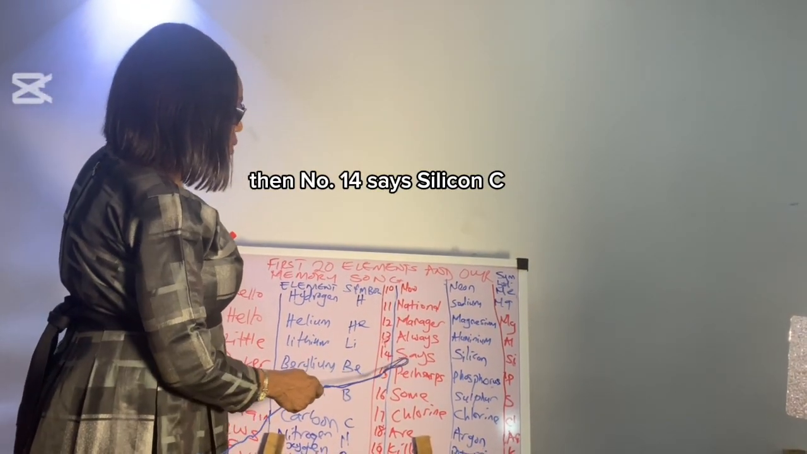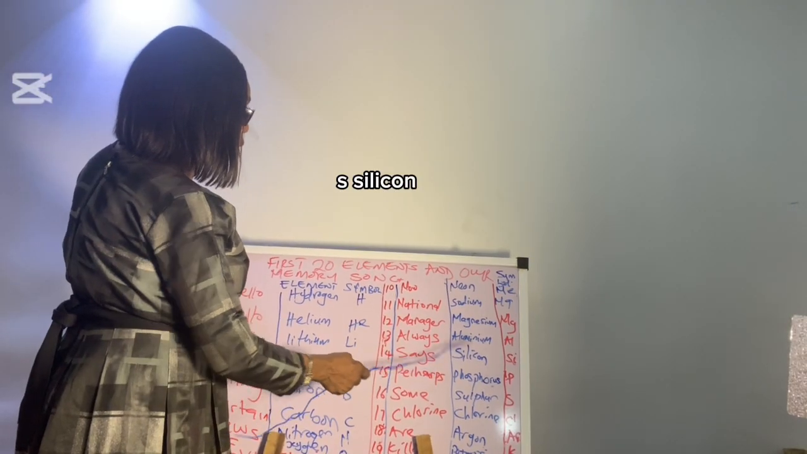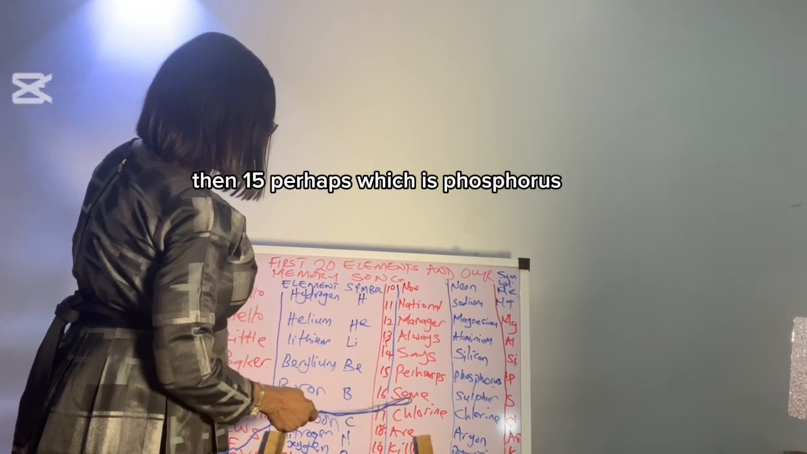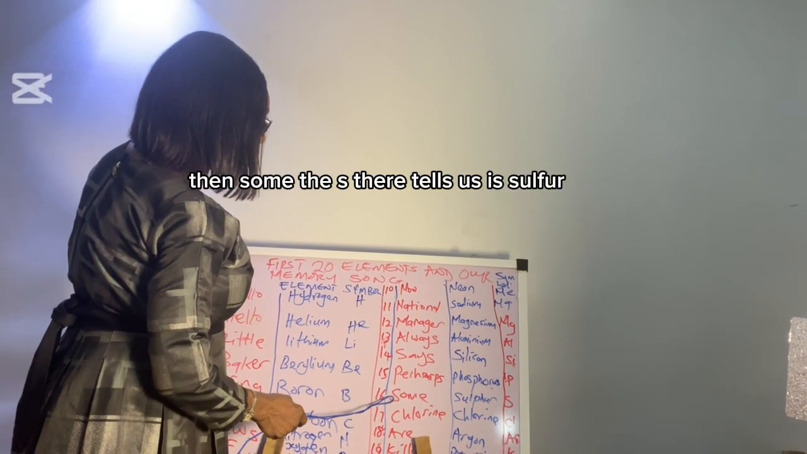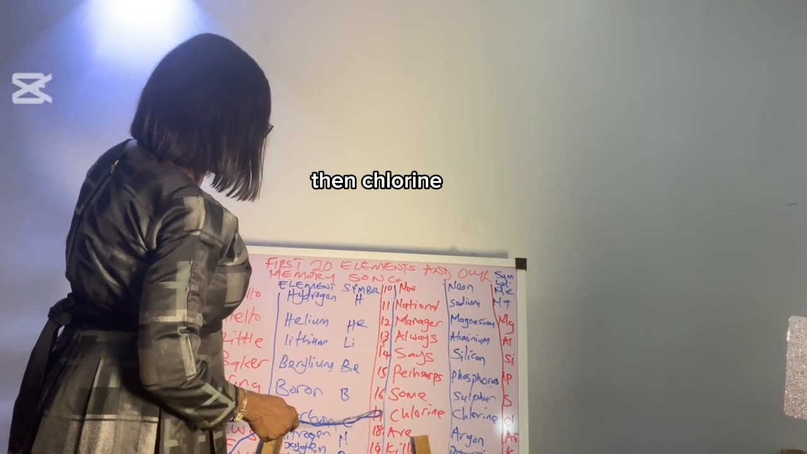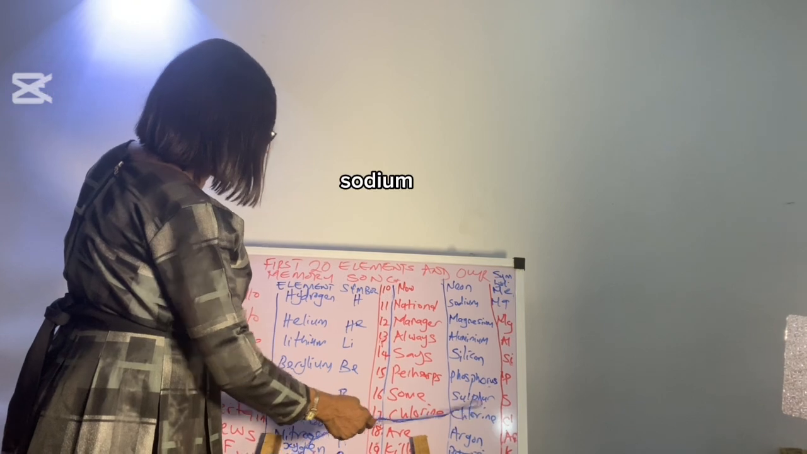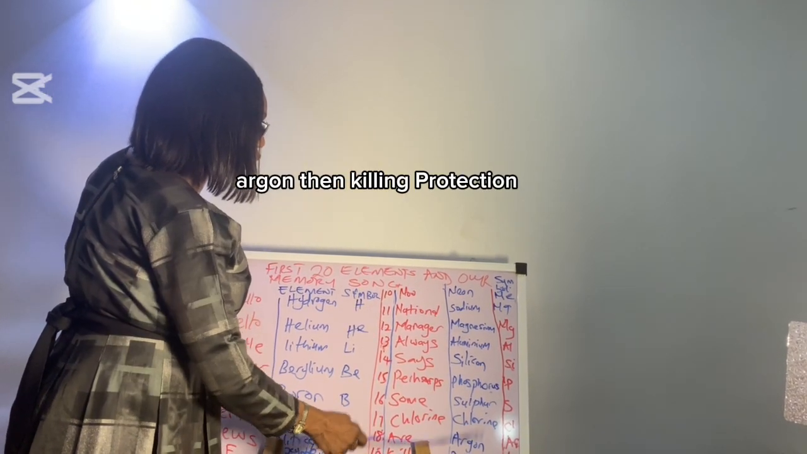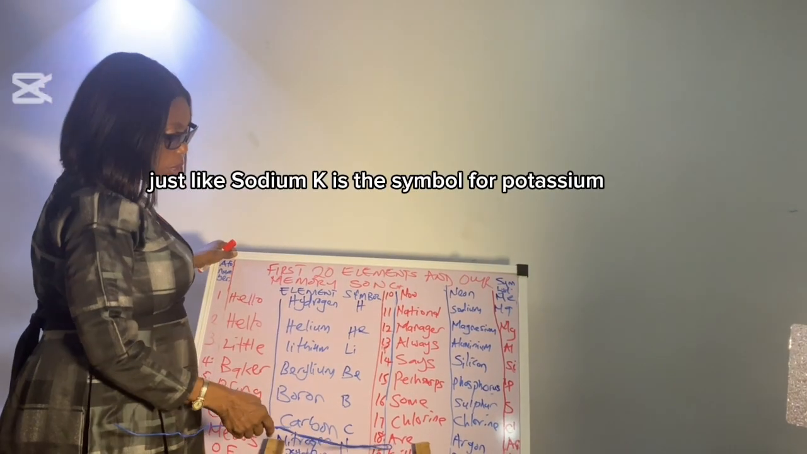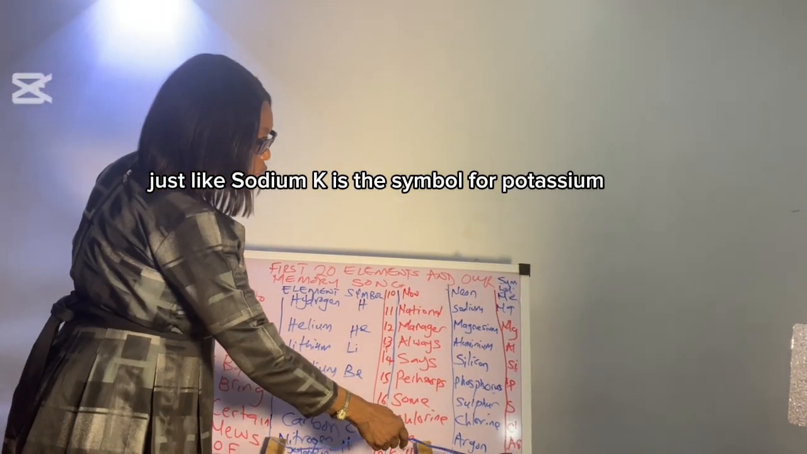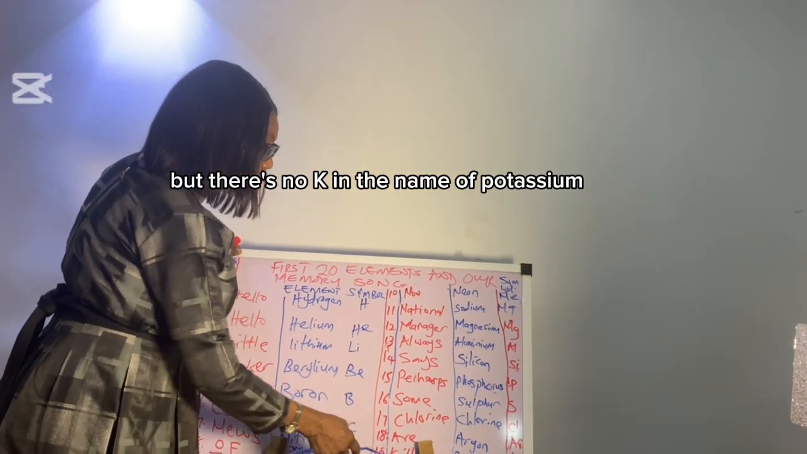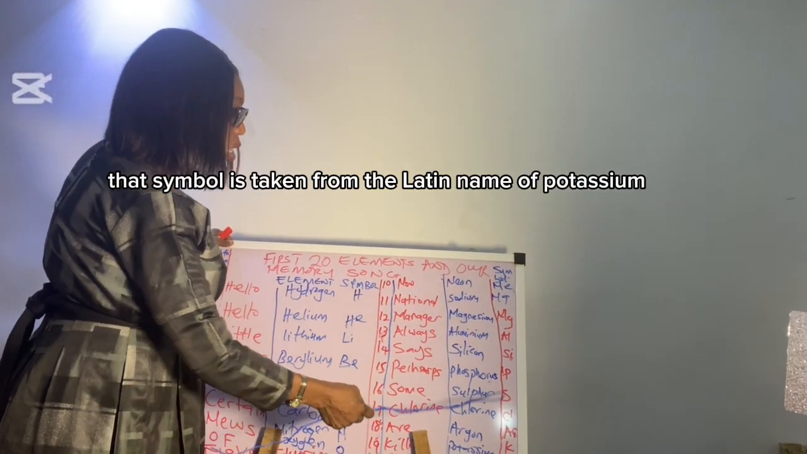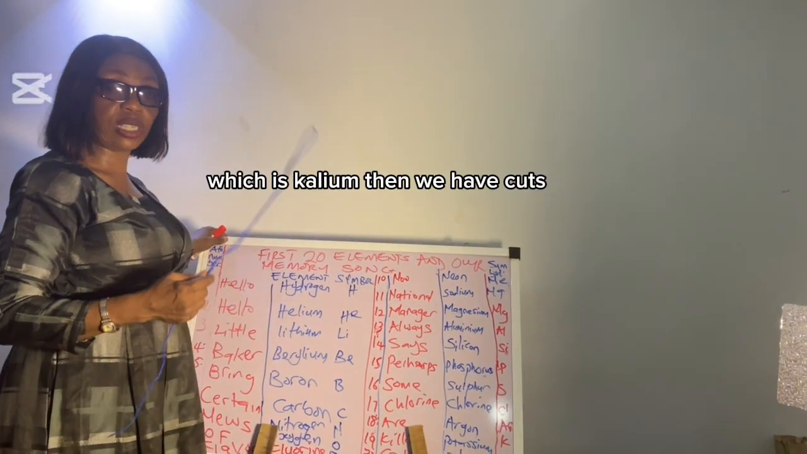Then number 14 says silicon, Si. Then 15, perhaps, which is phosphorus. Then some, the S there tells us it is sulfur. Then chlorine, still chlorine. Argon. Then killing, potassium, just like sodium. K is the symbol for potassium, but there's no K in the name potassium. That symbol is taken from the Latin name of potassium, which is kalium.